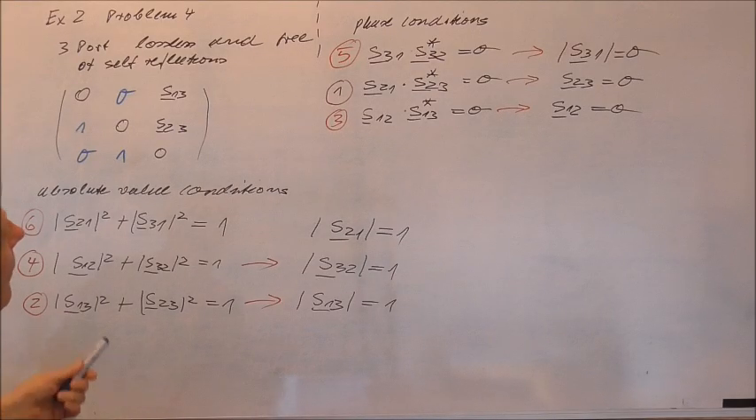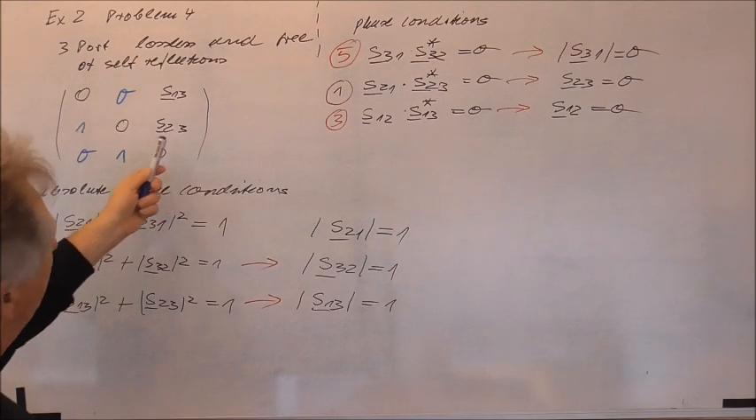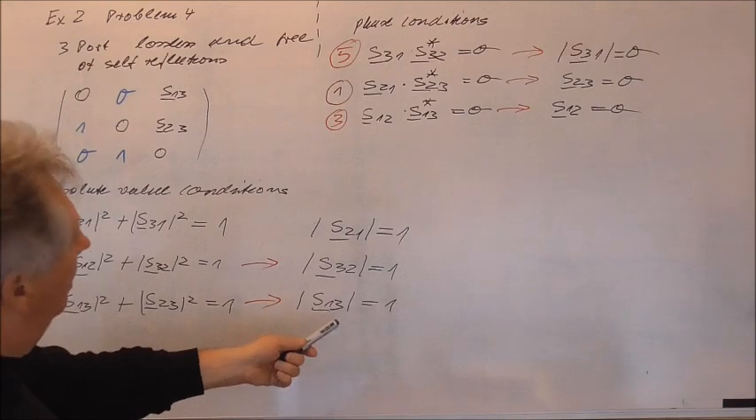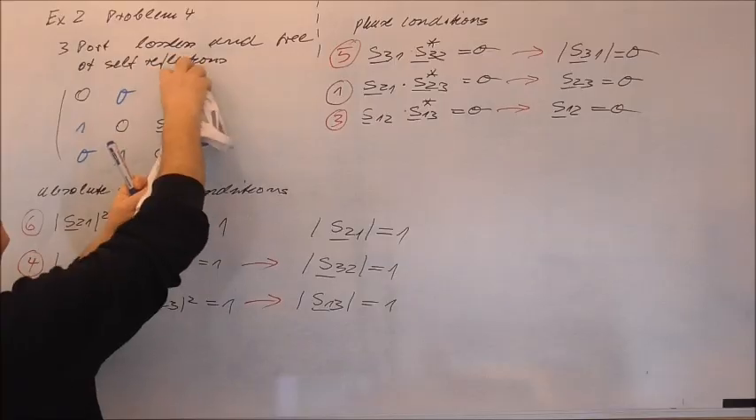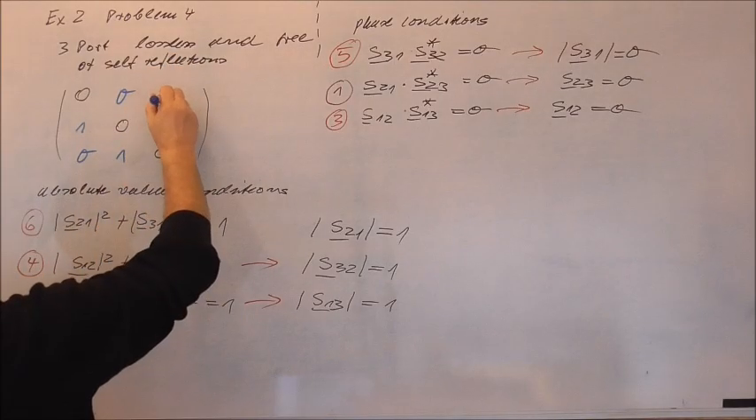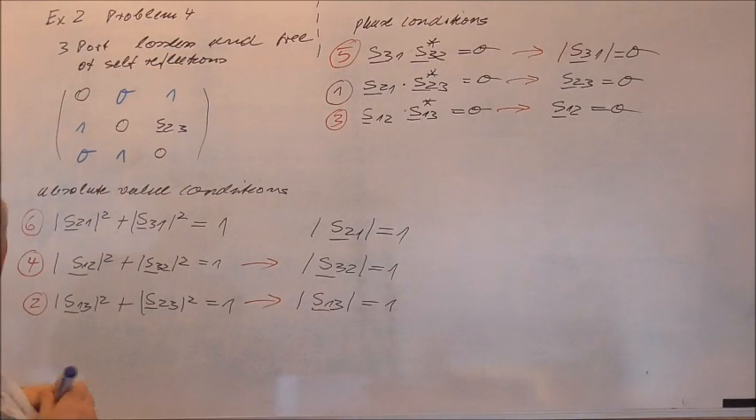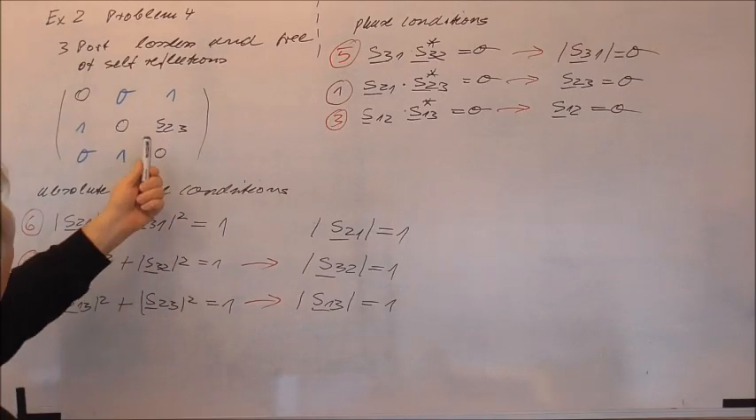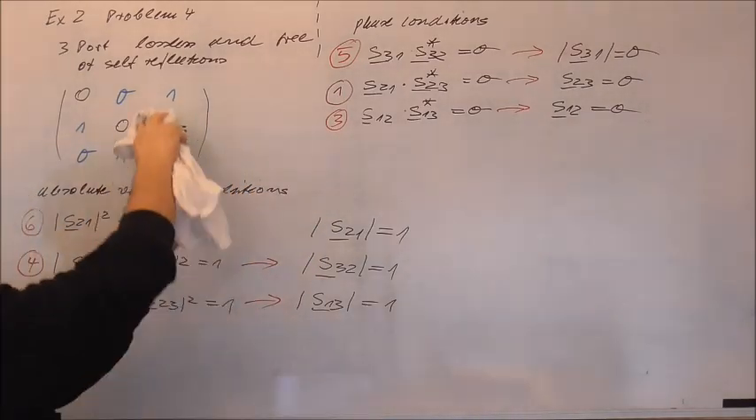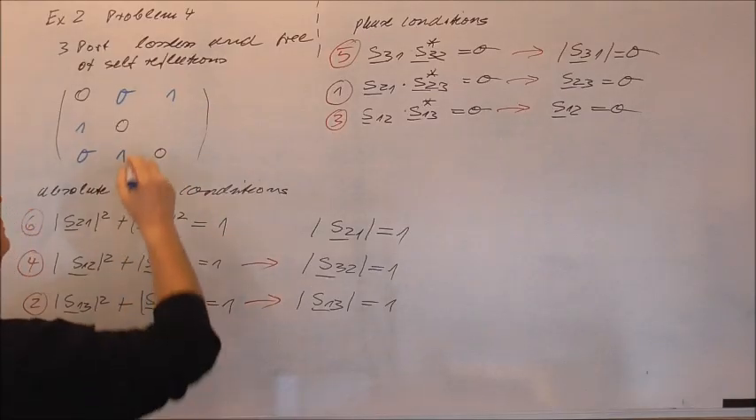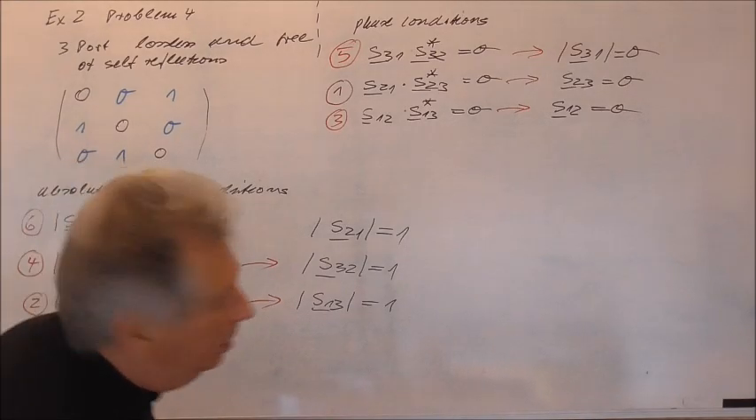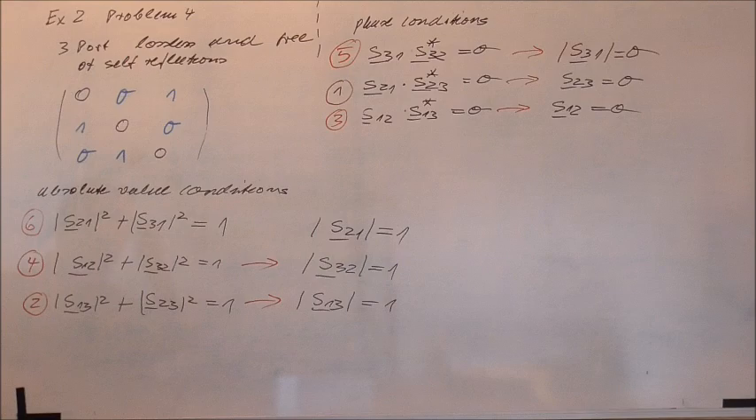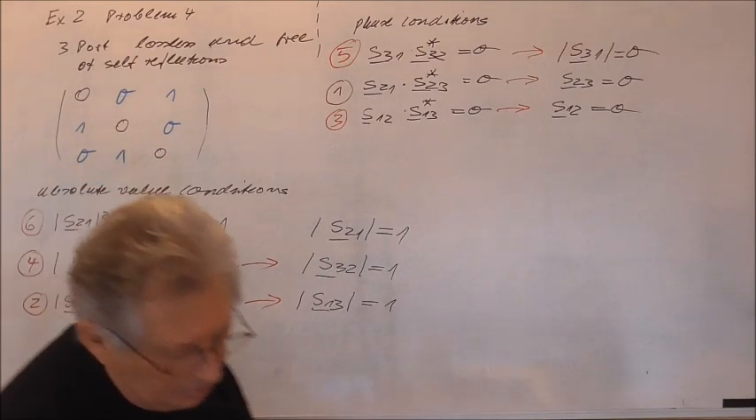And we have here S13, which is 1. And we have here S23, which is 0. So we have here a 0. Now this would be the S matrix of an ideal lossless 3-port, which is free of self-reflections.